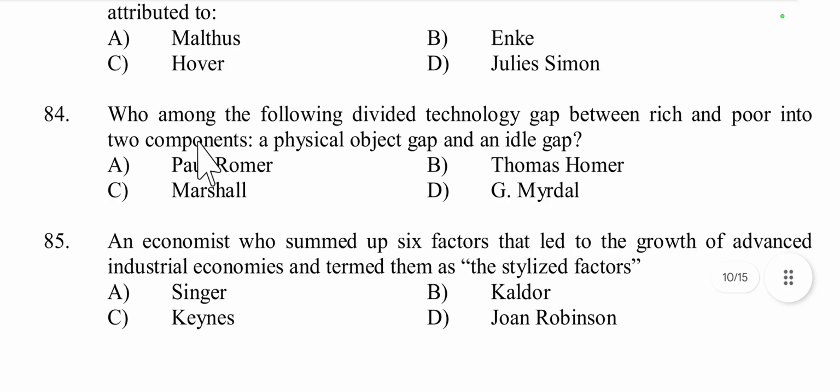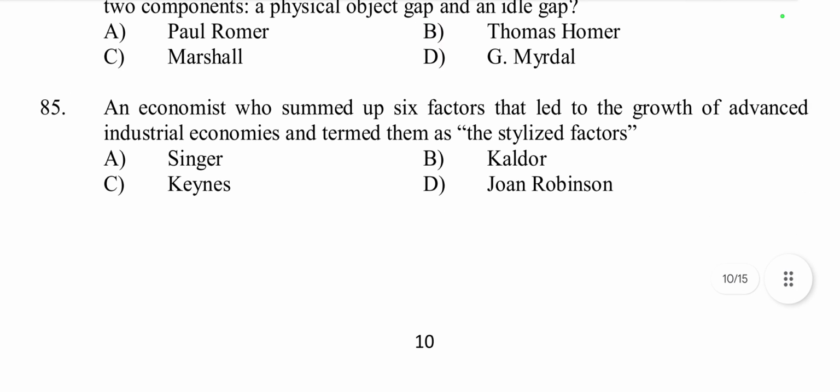Then question number 84. Who among the following divided the technology gap between rich and poor into two components, a physical object gap and an idea gap? Paul Romer, Thomas Homer, Marshall, or Gunnar Myrdal? This concept was given by Thomas Homer-Dixon, who categorized the technology gap into the physical object gap, meaning tools or machines, and the idea gap, meaning knowledge, innovation, etc.